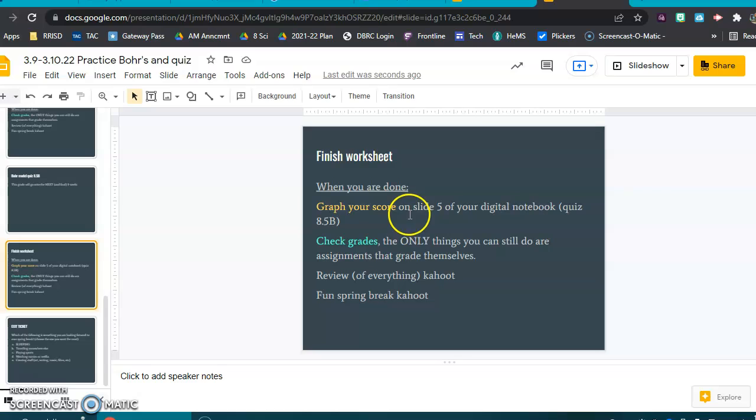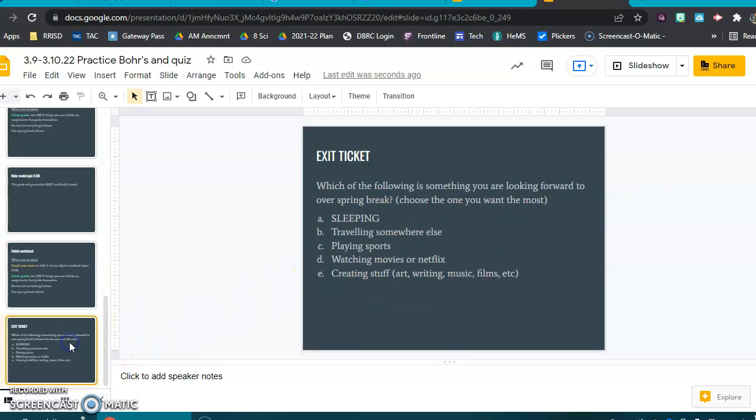Okay, when you're done though, graph your score, check your grades, okay, because report cards are done. And just think about what's one of the things you're looking most forward to over spring break. Choose the one you'd want the most. Sleeping, traveling, playing sports, watching movies or Netflix, or creating stuff.